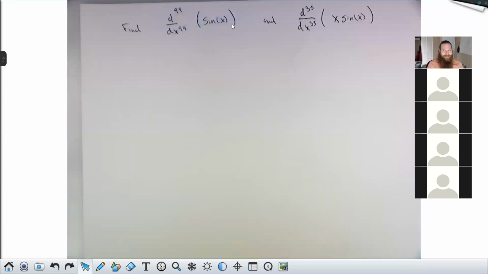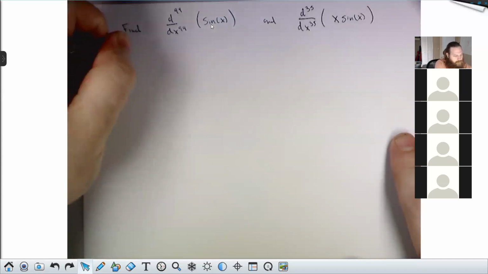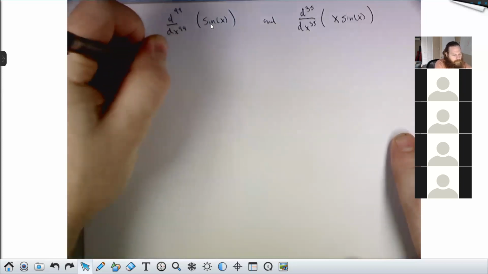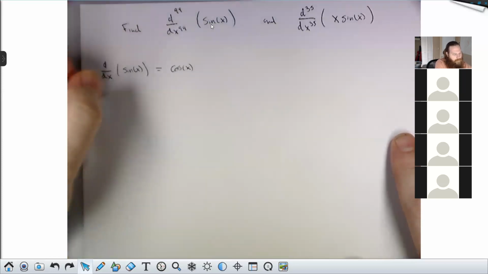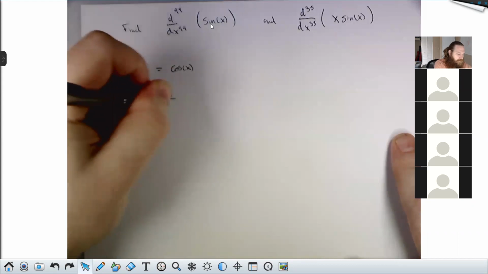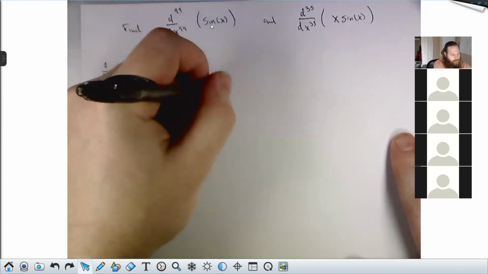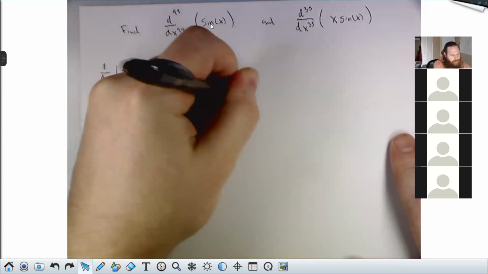The worst way to do this is to sit down and differentiate the function 99 times. We don't want to do that. But what we should do, kind of along the lines of what Pedro was asking about the last question, is look for a pattern, right? We should see if we take a few derivatives and find a pattern. So the first derivative of sine x, well, we know that's cos x. The second derivative of sine x is going to be the derivative of cos x, right? Just take the first derivative and differentiate again. And the derivative of cos x is negative sine x.